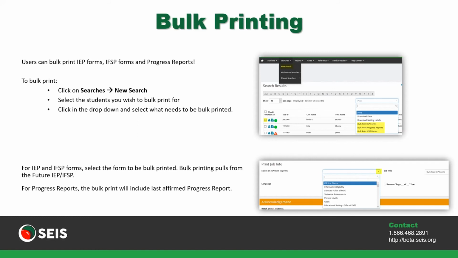Do keep in mind for bulk printing, IEP forms actually pulls in information that's on the future IEP or IFSP forms. And for progress reports, you should select that. It actually bulk prints the last affirmed progress report. So do keep that in mind. So after you've selected your students, you can see the next screenshot below that. Let's say, for example, we select the IEP forms. You can select the form, and then under that acknowledgement section, just verify those are the students you want to print the IEP form for, and then hit submit. That's it.